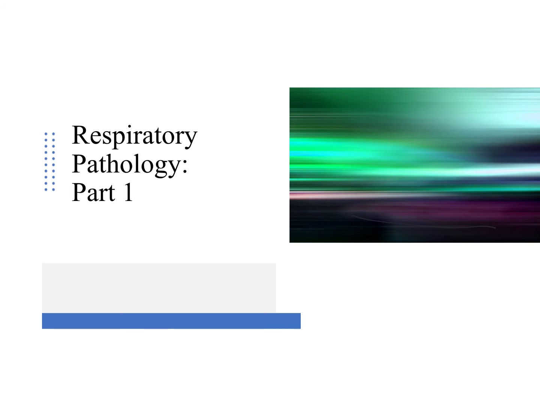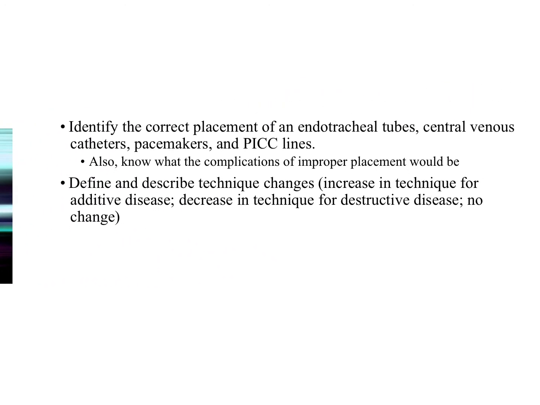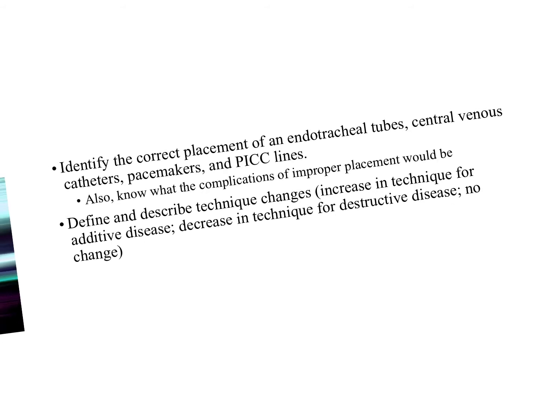Okay, let's quickly talk about respiratory pathology, part 1. In part 1, we are going to be trying to identify the correct placement of endotracheal tubes, central venous catheters, pacemakers, and PICC lines. Now, PICC lines and central venous catheters are going to be pretty similar.